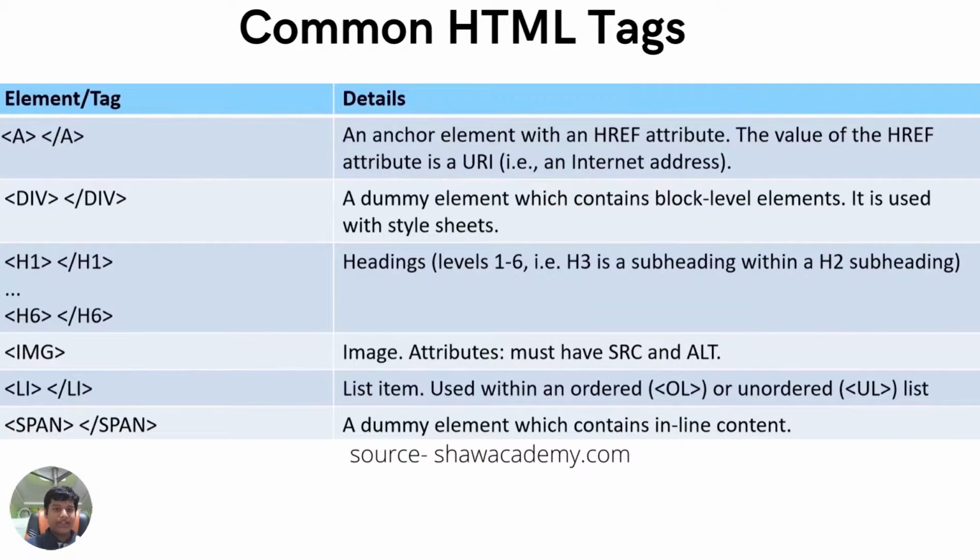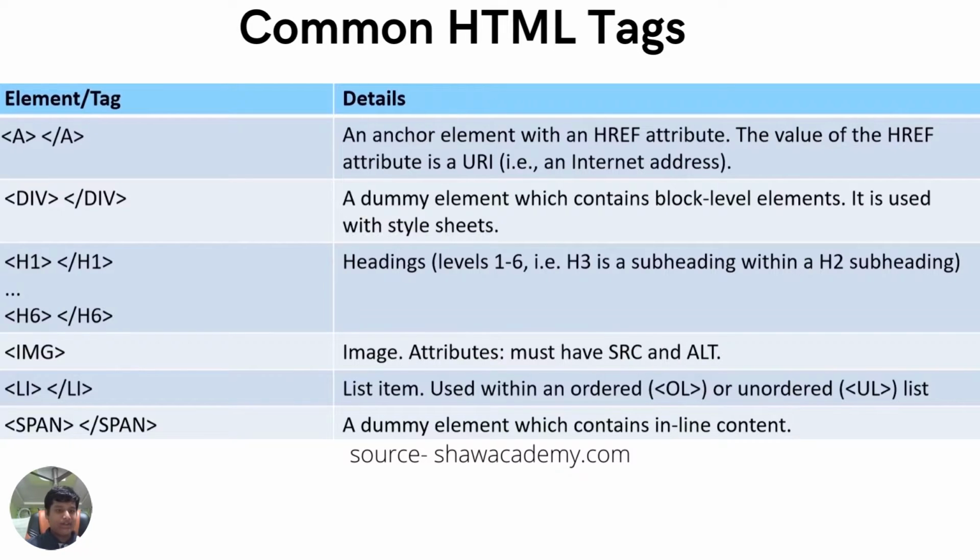So here are some common HTML tags. First we have the A tag and the closing A tag, an anchor element with an href attribute. Both href and A tag should be written together. We'll see what is href tag later. The value of the href attribute is a URI. We'll put an internet address as a href attribute.